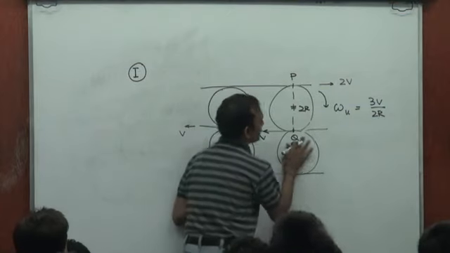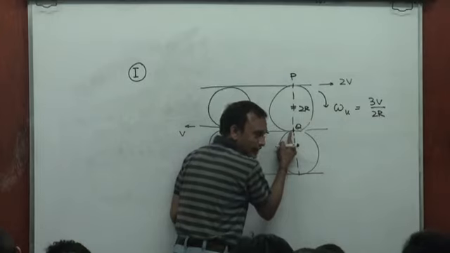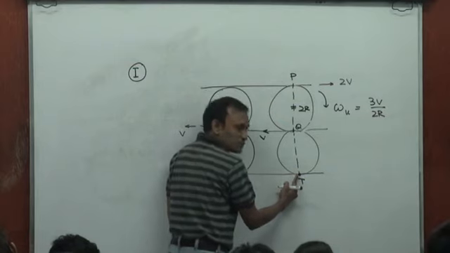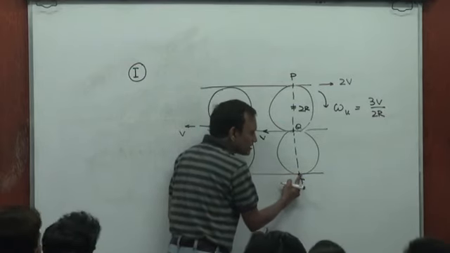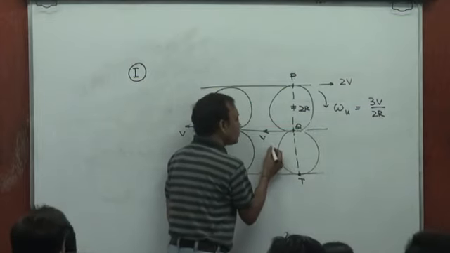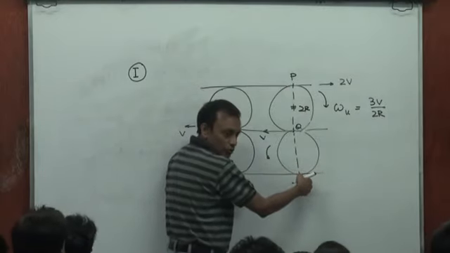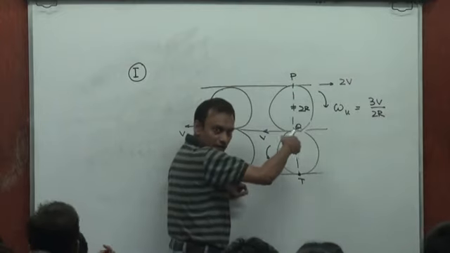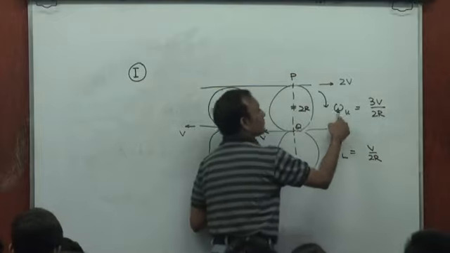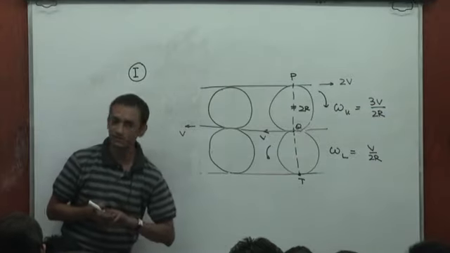For the lower sphere, again, the point Q on the lower sphere has a velocity V to the left, and let's say the point P at this point has 0 velocity, because there is no slipping at this point. This is a fixed surface, right? So this has 0 velocity. Now the omega of the lower sphere is going to be relative velocity V minus 0 divided by 2R. So the omega of the lower sphere is going to be V divided by 2R. So omega upper by omega lower is 3. Got me?